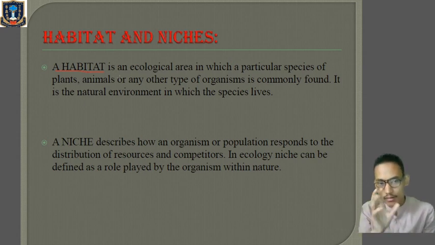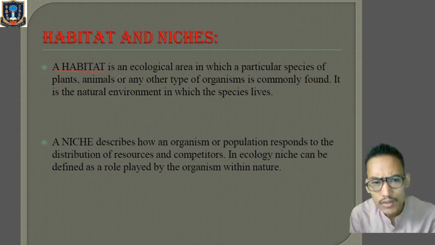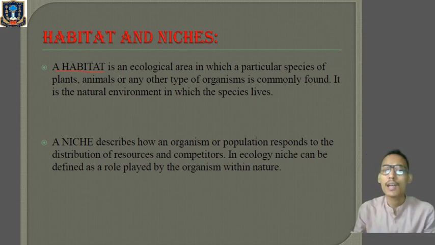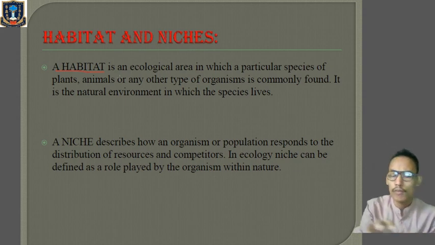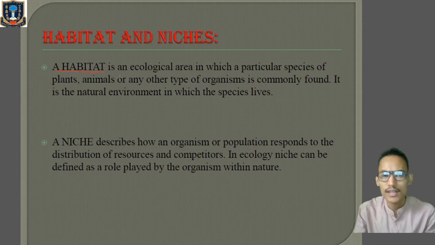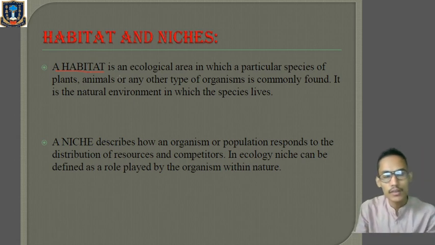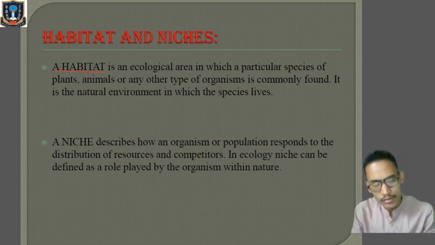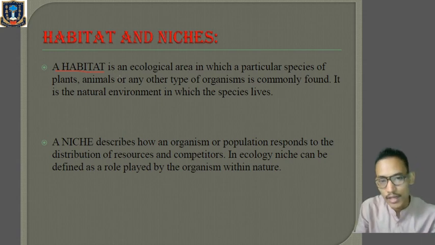Habitat is an ecological area in which a particular species of plants, animals, or any other type of organisms is commonly found. So in a particular habitat, we will find different species of plants, animals, or other organisms. We can say that it is the natural environment in which the organism or the species lives. In any area, if we find a particular species, then that area becomes the habitat of that organism.